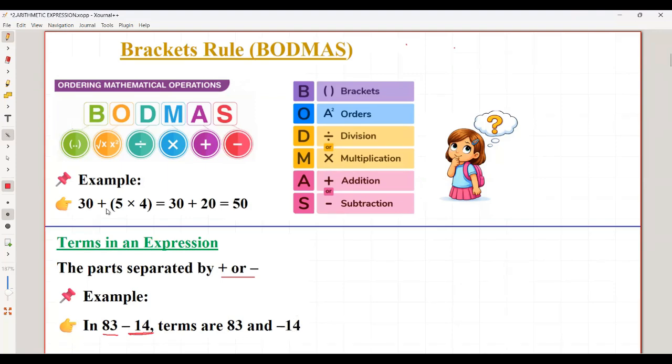Here, for example, 30 plus 5 into 4. If I ask how many terms this has, this also has only two terms. 30 is one term, and 5 into 4 is one term. Why? Because if you multiply, 5 fours are 20, this becomes a single term. Only plus or minus separates the terms. Here we have used plus, therefore it is separating the terms. 30 is one term, 5 into 4 is another term.